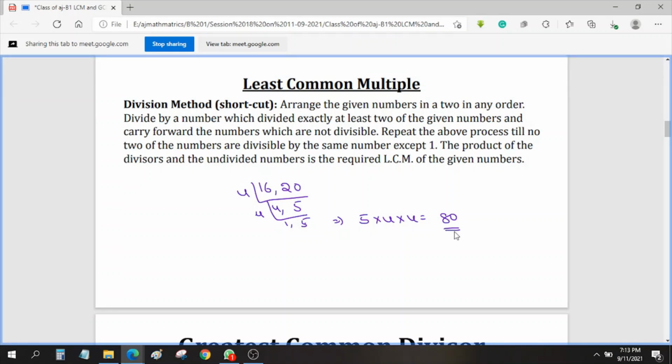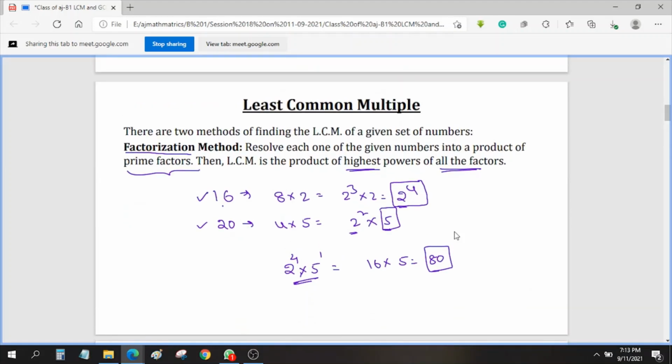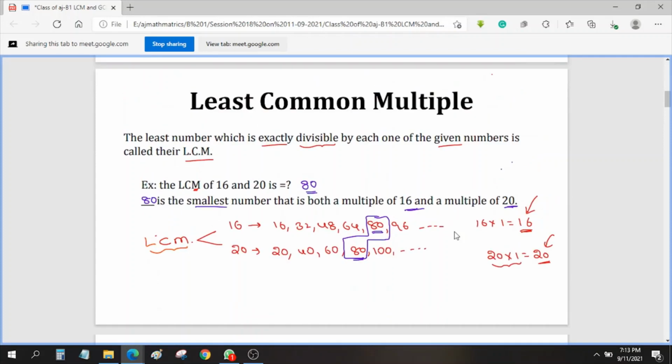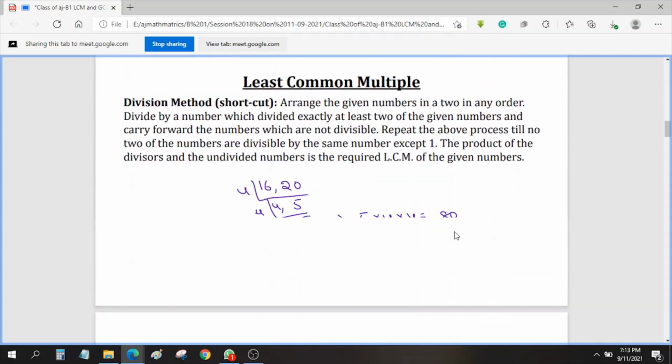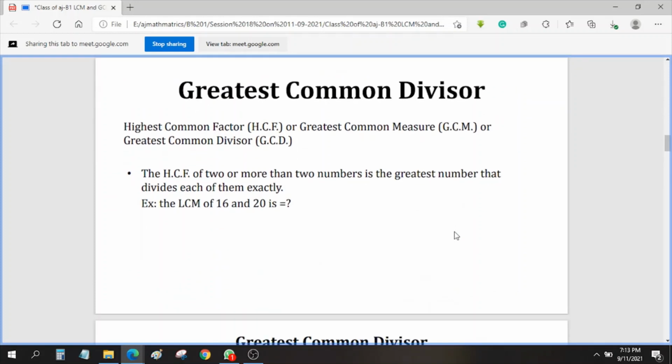Other than that, we also have one more method, which is the factorization method, and we also have the elaborative method of least common multiple. So as of now we have learned three methods. Now the next topic, after LCM, is the greatest common divisor.